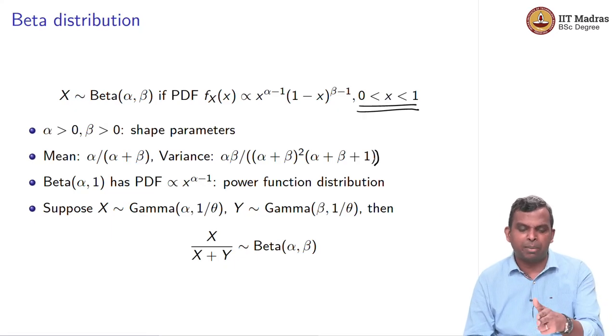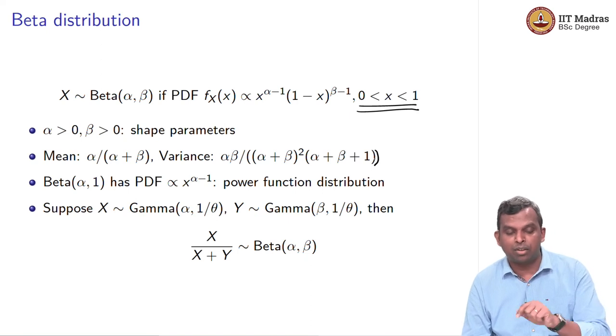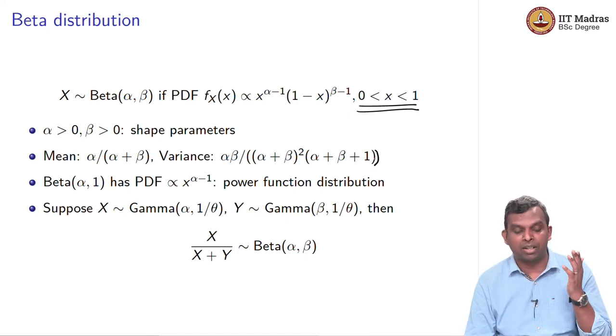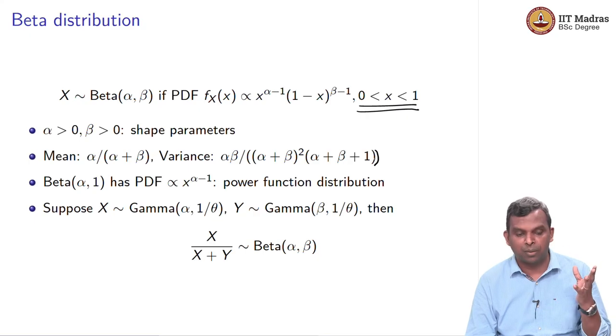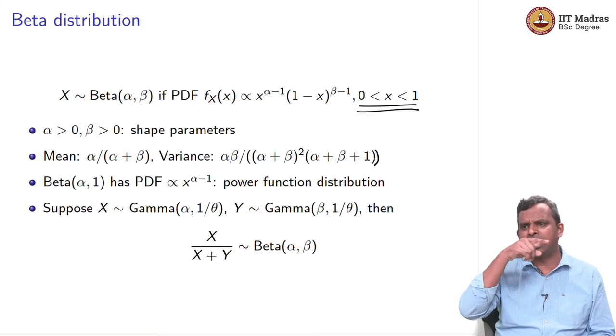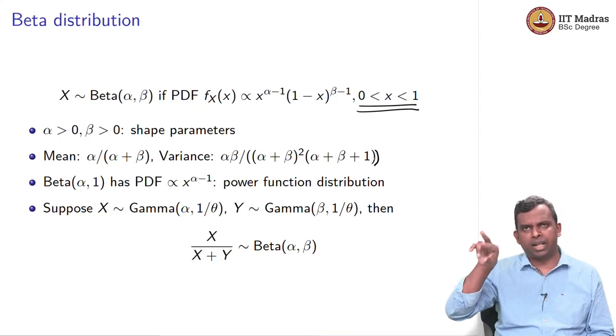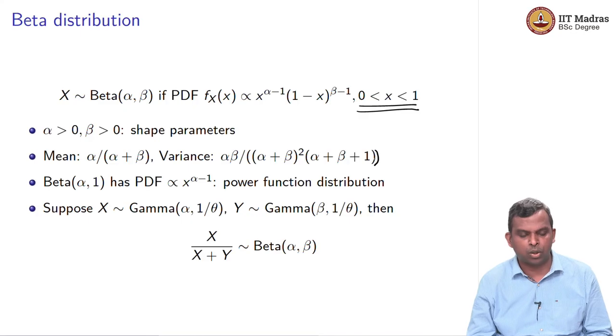There are some special cases. If you let beta be equal to 1 and vary alpha, then your PDF is just proportional to x power alpha minus 1. That's called the power function distribution. As alpha increases, x power alpha minus 1 takes higher values closer to 1 with much higher probability. That's how x power alpha minus 1 looks.